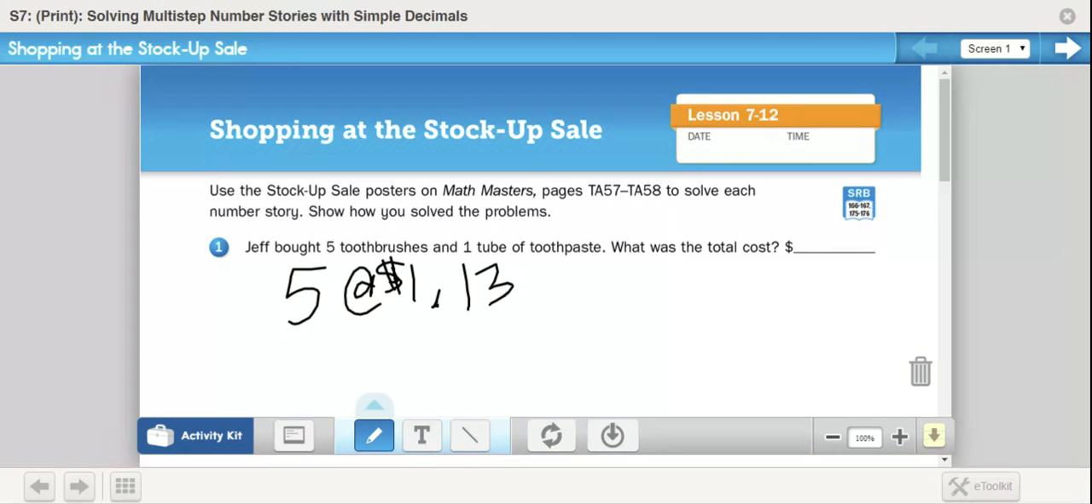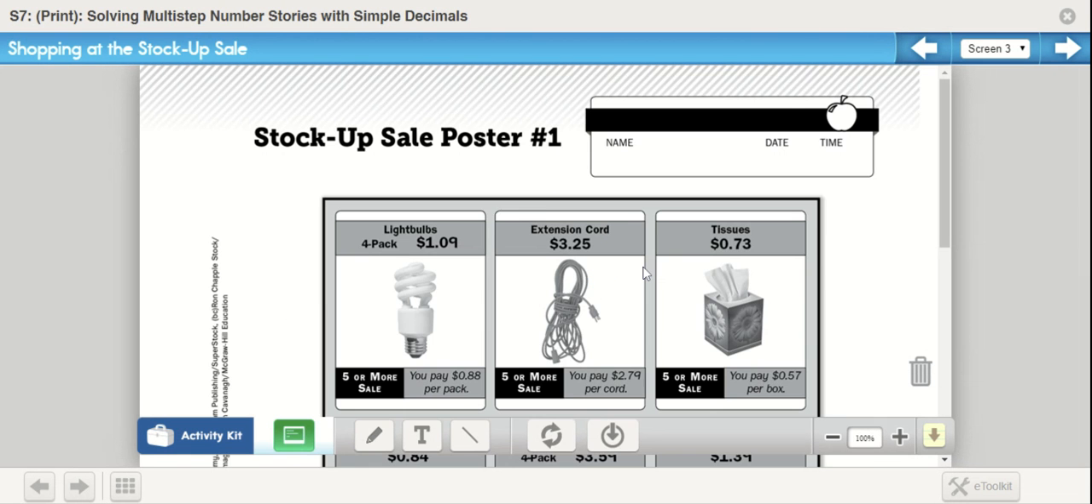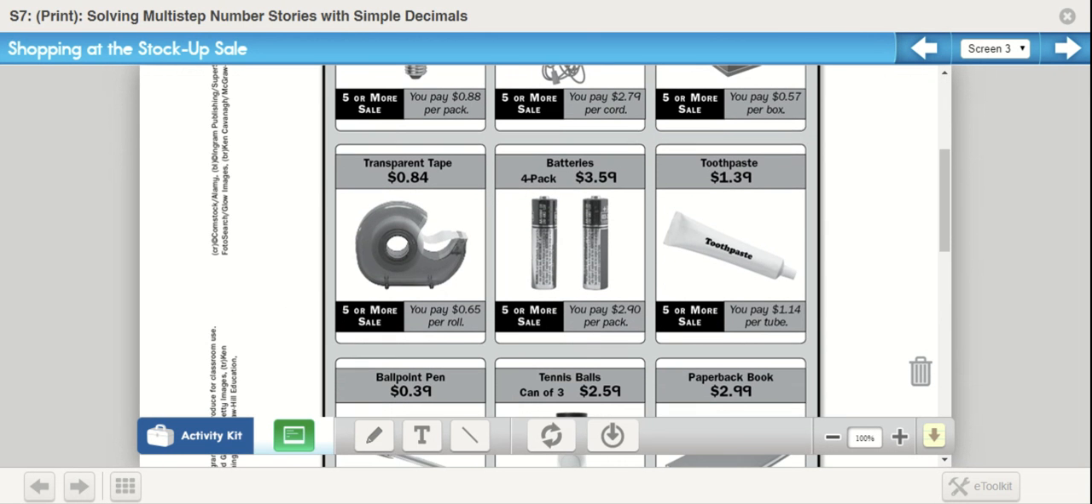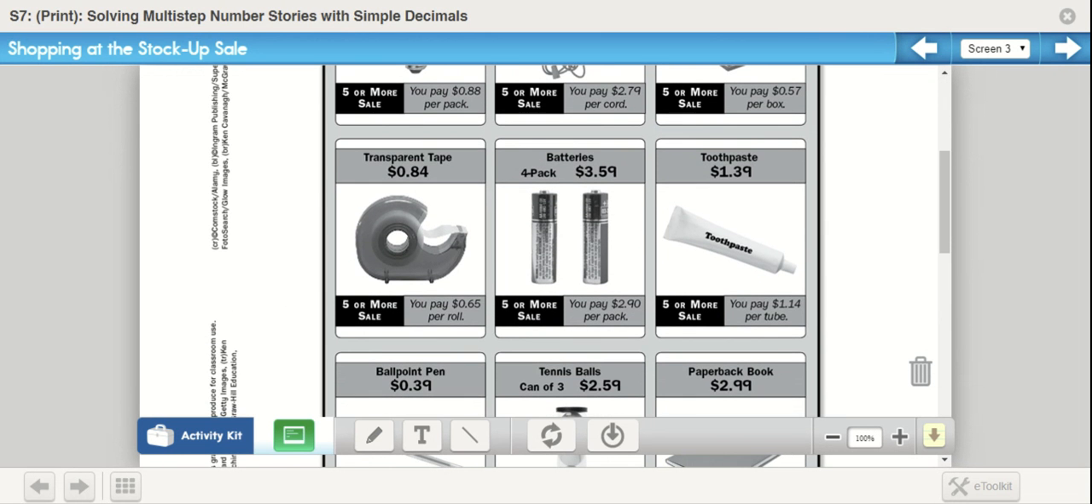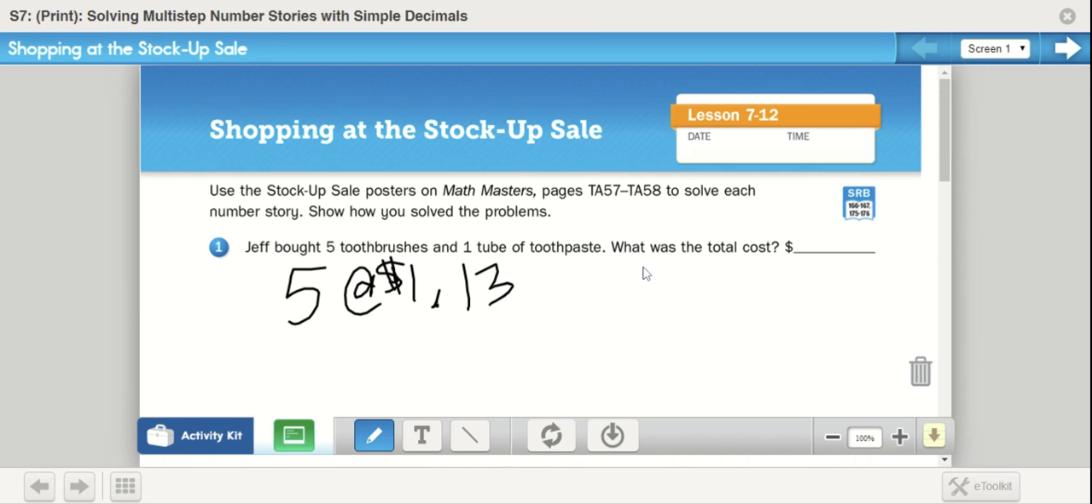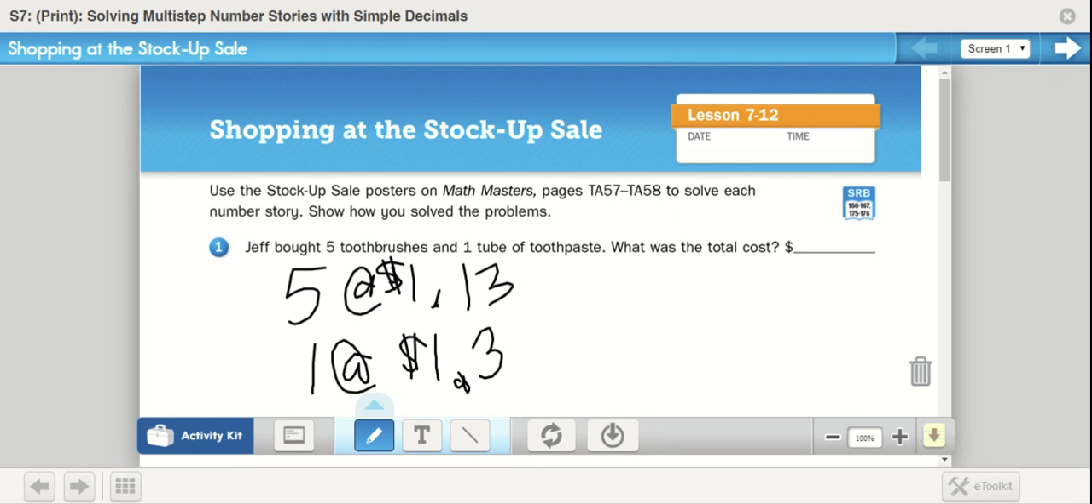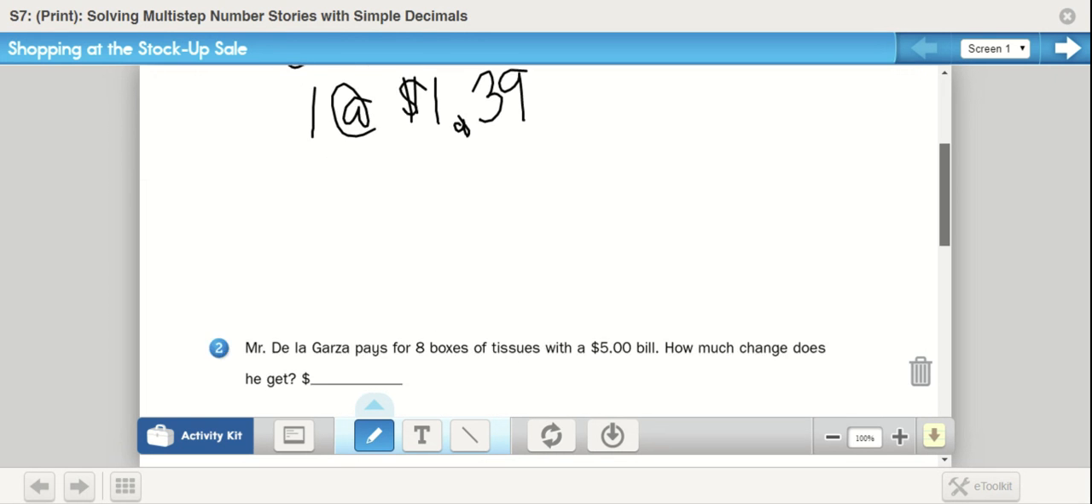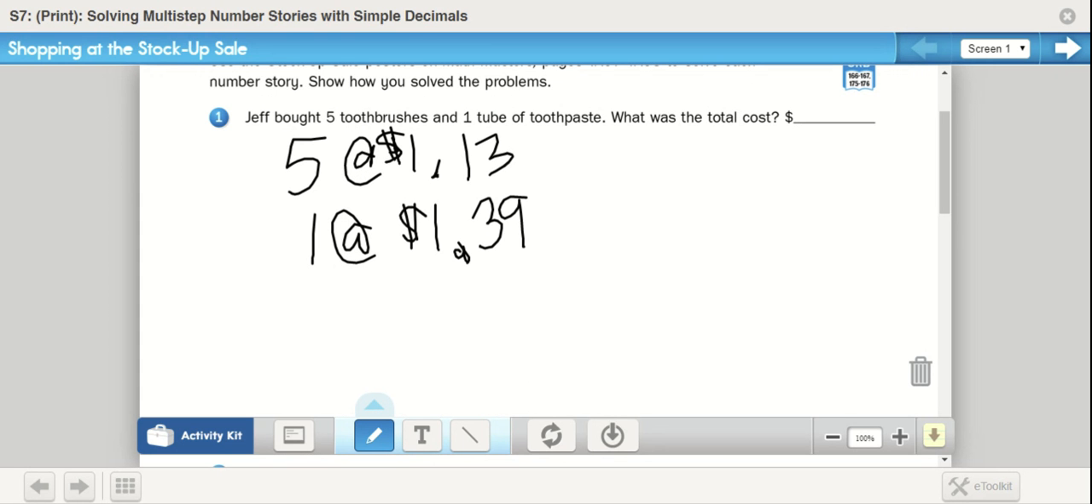And then I need a tube of toothpaste. And that is $1.39. Okay. And then 1 tube of toothpaste at $1.39. Guys, it's really hard to make decimals on my computer screen. So right now we have to solve this. This is 2 steps. Obviously, first we need to figure out how much the toothbrushes would be.